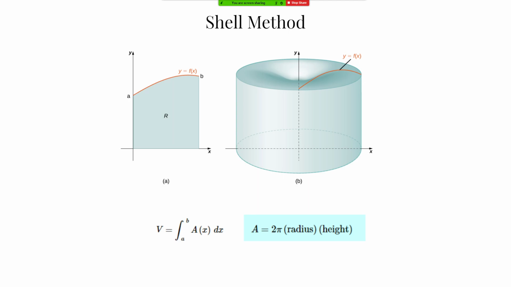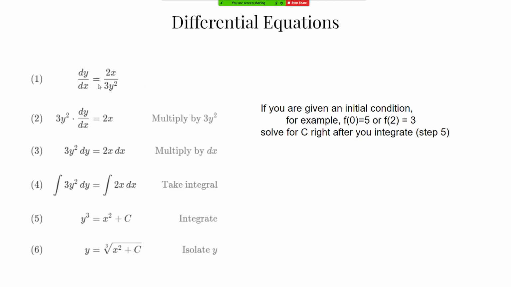Differential equations. If you're given a differential equation and you want to solve for the solution, you separate the variables. So 3y squared dy equals 2x dx. You integrate both sides. y cubed equals x squared plus c, and then just solve for y.